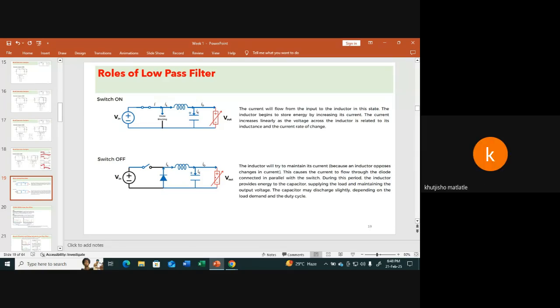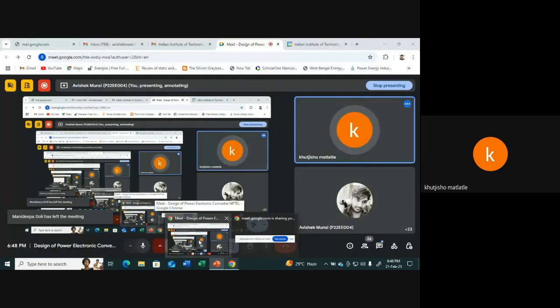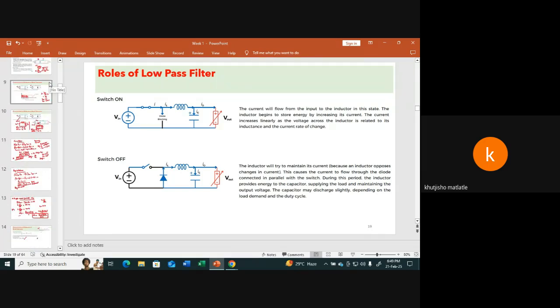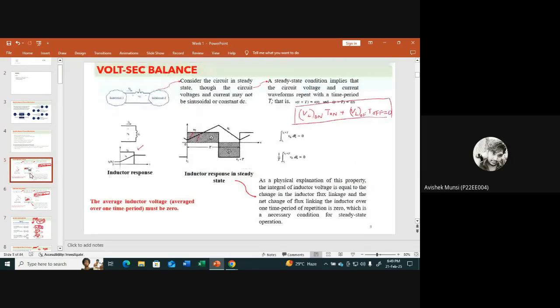You said something about the average inductor voltage. Where do we use that average inductor voltage in the past PowerPoints that you just showed us? That was the first slide where I discussed this: the average inductor voltage remains zero.